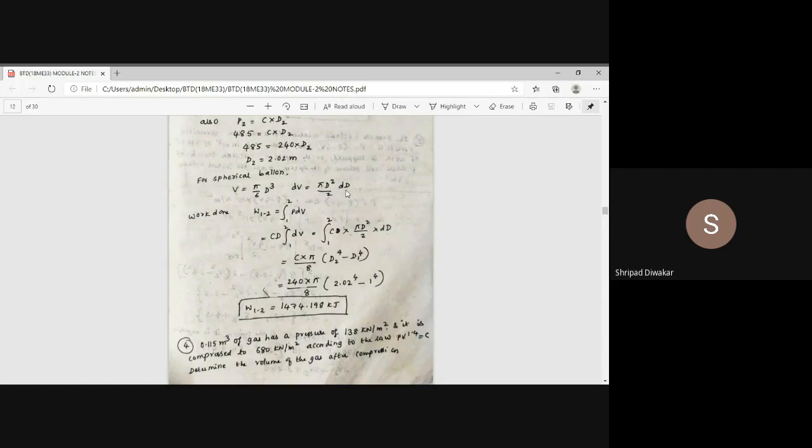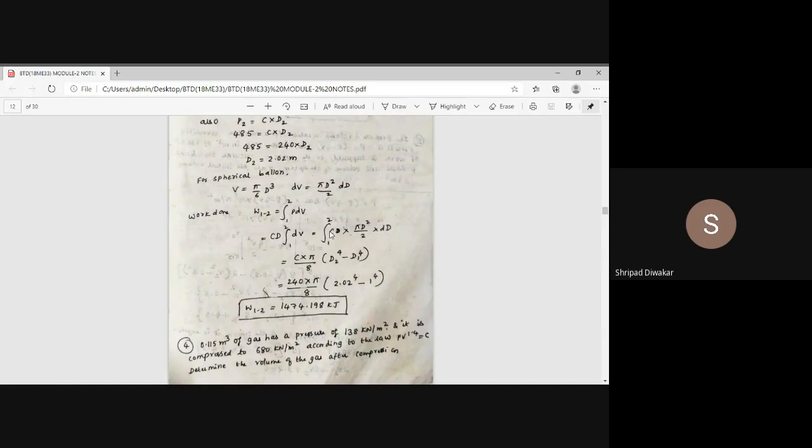Now you have to replace these two terms, P as CD and dV as pi d square divided by 2 into dd. You have to take the CD inside the integral because dV is given by pi d square divided by 2 into dd, and the diameter is a variable term. Don't take the diameter outside the integral; take it inside. So it is the integration of C into pi d square divided by 2 into dd.